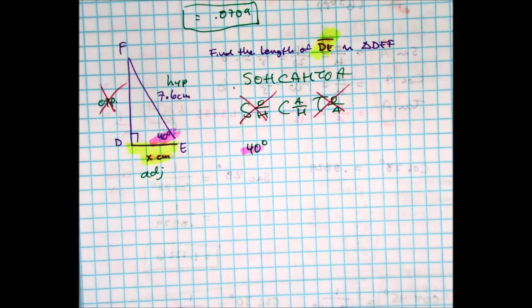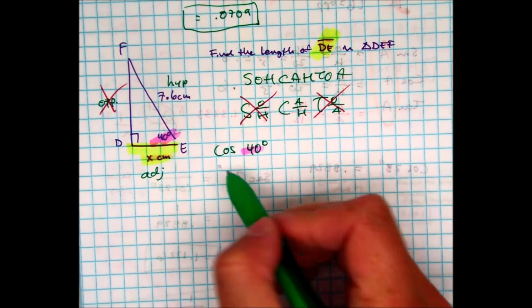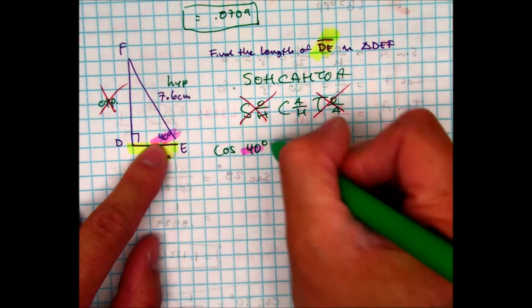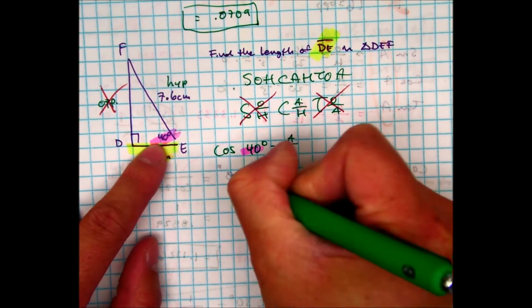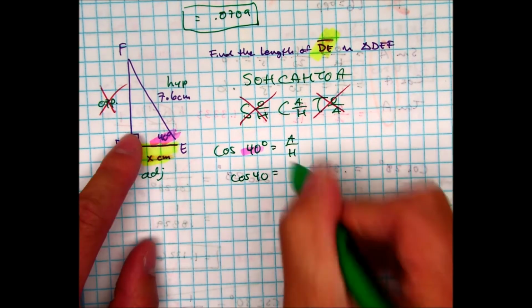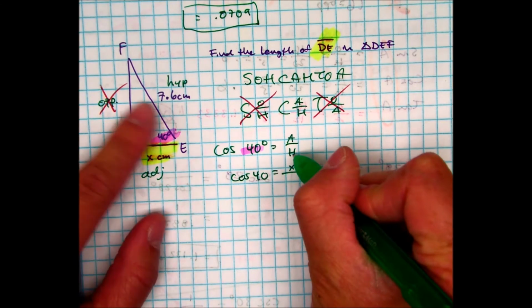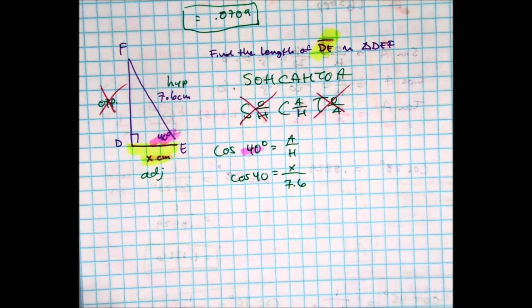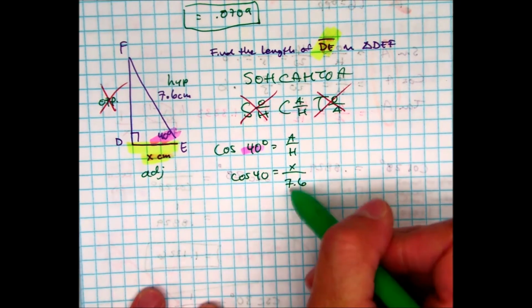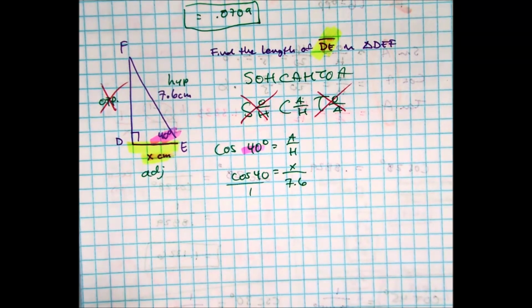Class, which trig ratio am I using? Cosine. Cosine of 40 degrees, this is my starting point, is the adjacent over the hypotenuse. The adjacent side is x, and the hypotenuse is 7.6. I can solve this proportion in a couple of ways. I can multiply both sides by 7.6, or I can also cross multiply.